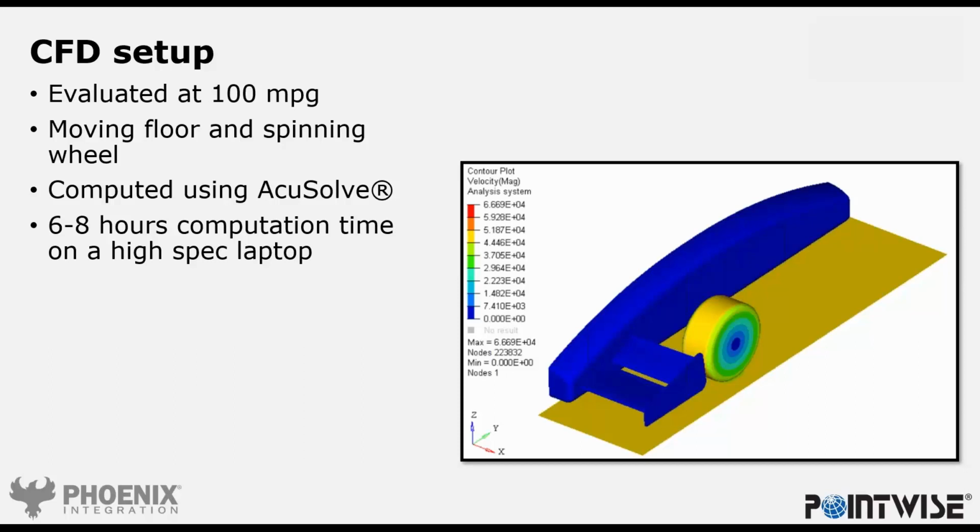Thanks. So now we have a method to automatically update a mesh when the geometry changes. The next step is to run the fluid dynamics analysis. For this, I took a speed of 100 miles an hour where the aerodynamic effects become significant. You can see here I modeled the floor and the spinning wheel to model the wall effects correctly. We used AccuSolve to run the analysis, and each one of these analyses took about 6 to 8 hours of computational time on one of my laptops.